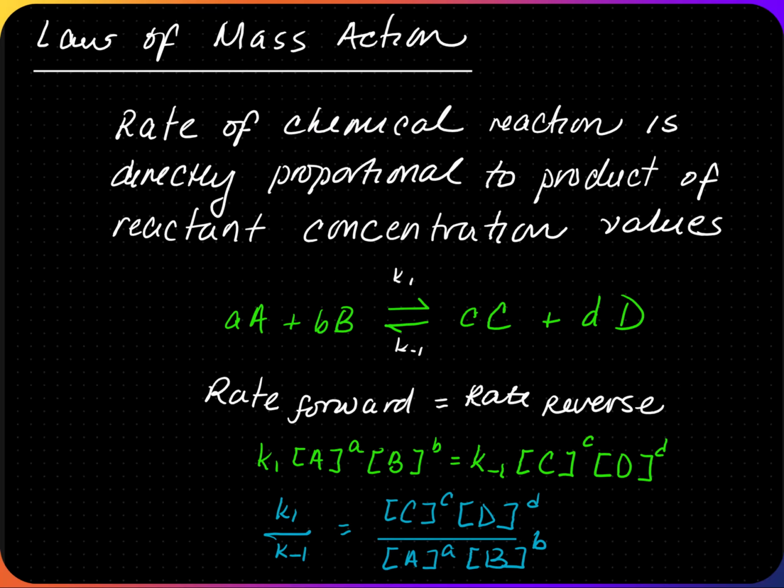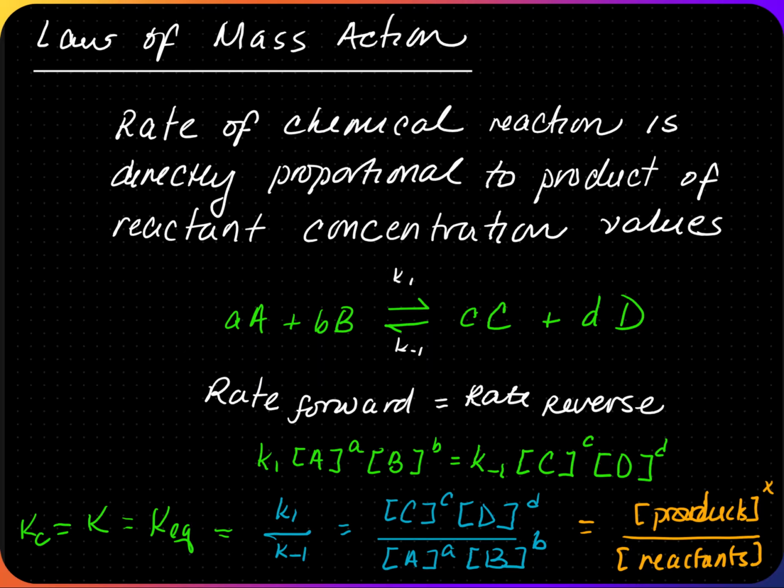This is equal to [C] to the C, [D] to the D, divided by [A] to the A, [B] to the B. This is known as the equilibrium constant. Keq could also be K, or it could be Kc. So the general formula for the equilibrium constant, according to the law of mass action, is going to be product to some power divided by the concentration of the reactants to some power.